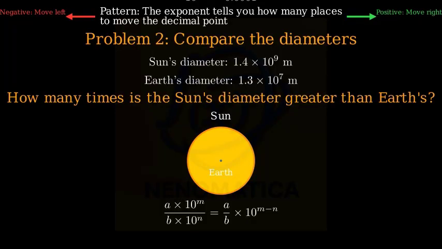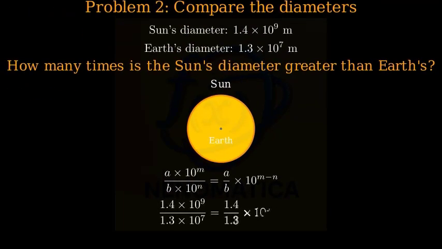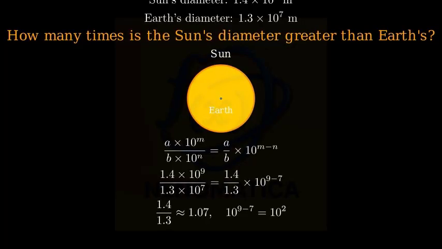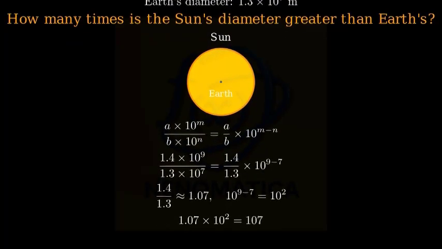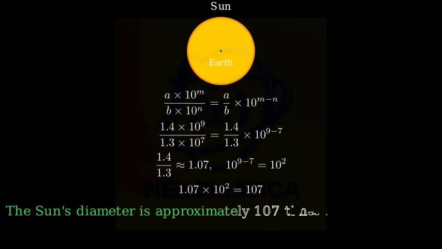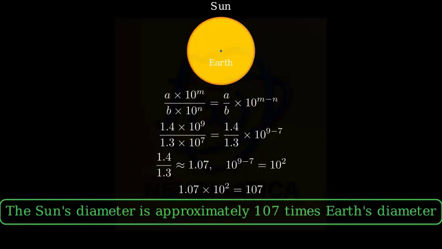When dividing numbers in scientific notation, we divide the coefficients and subtract the exponents. So we have 1.4 divided by 1.3 times 10 to the power of 9 minus 7. 1.4 divided by 1.3 is approximately 1.07, and 9 minus 7 equals 2. So we get 1.07 times 10 to the power of 2, which equals 107. Therefore, the sun's diameter is about 107 times greater than Earth's diameter.